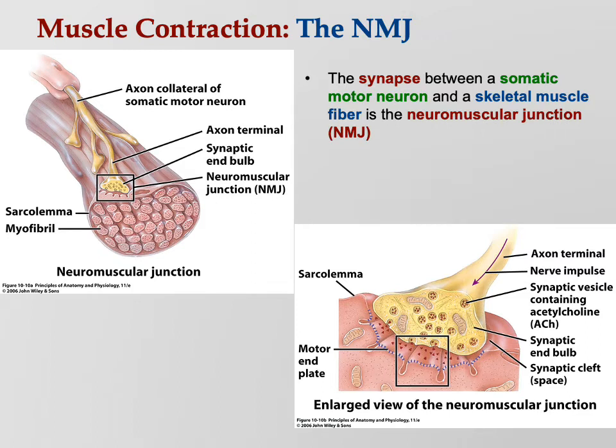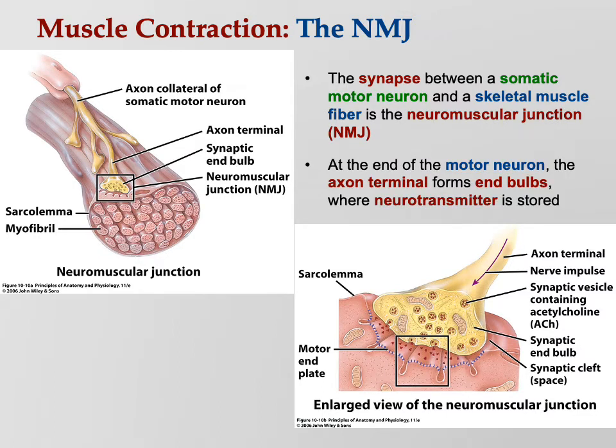But the terminal button is the part of the neuron. Nerves are made up of neurons. So it's the part of the neuron that comes into contact with the muscle. So that is the neuromuscular junction, all right? Where a somatic motor neuron comes together with a skeletal muscle fiber. That's what's going to let the electrical signal take place on the muscle.